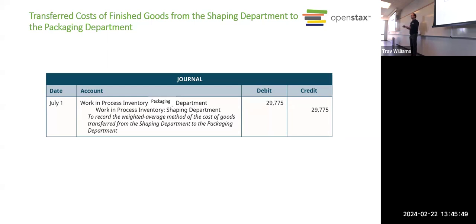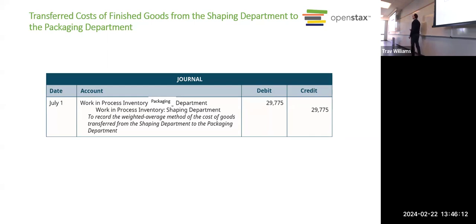and they shape it. They turn it into the shape of a drumstick. So that's the first department. And then the second department packages them up. So that's what we see here. We're seeing some costs being transferred out of work in process for the shaping department into work in process for the packaging department.